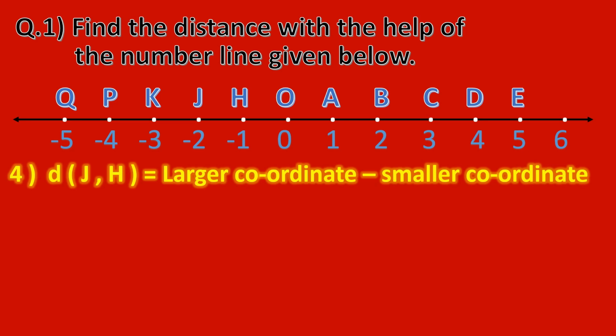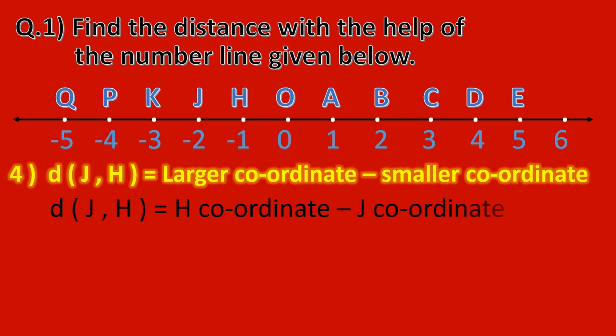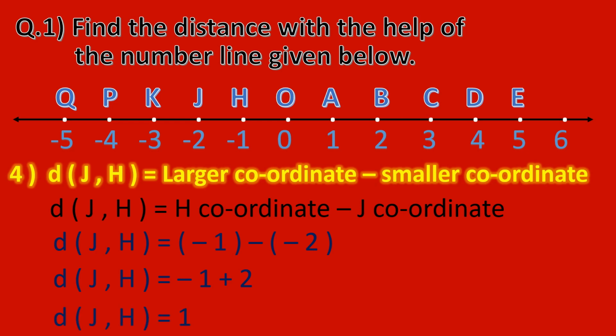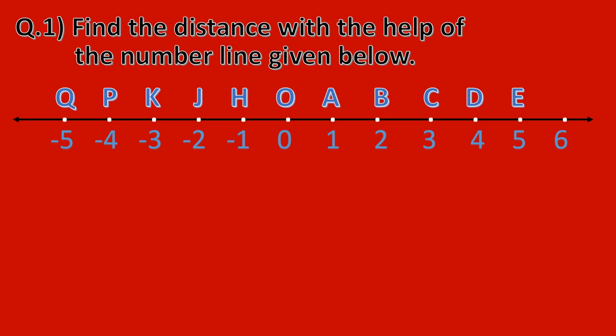Distance of JH. Coordinate J is minus 2 and H is minus 1. Therefore, coordinate H is larger. So, distance JH is equal to H coordinate minus J coordinate. H coordinate is minus 1 and J coordinate is minus 2. Therefore, minus 1 minus of minus 2, which gives minus 1 plus 2, or 2 minus 1 is the same thing. 2 minus 1 is 1. Therefore, distance JH is 1.